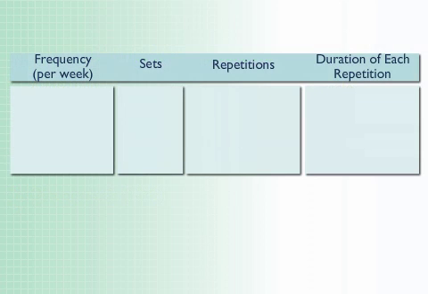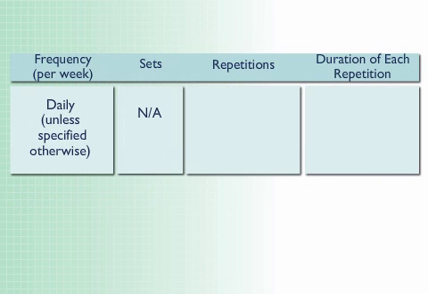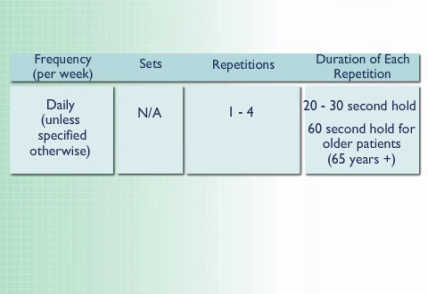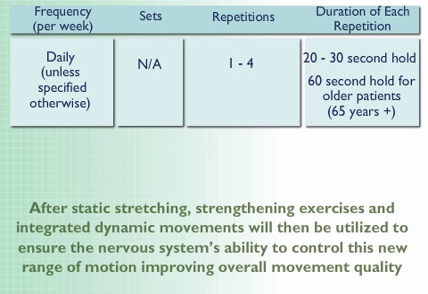Unless otherwise directed, static stretching may be performed daily, using anywhere from 1 to 4 repetitions per specific muscle group. A static stretch should be held for a duration of 20 to 30 seconds, or up to 60 seconds for individuals age 65 and older, as research has shown the longer duration to be more beneficial in the elderly population. After static stretching, strengthening exercises and integrated dynamic movement will then be utilized to ensure the nervous system's ability to control this new range of motion, improving overall movement quality. Specific isolated and integrated strengthening techniques will be covered in later presentations.